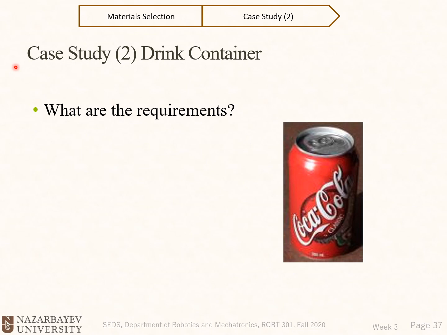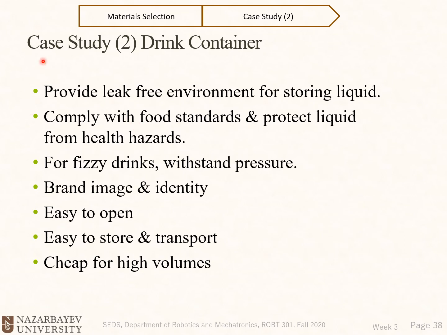Okay, so now let's move on to the case study 2 for a green container. And on this one, please think more yourself to see what are the requirements and what you need. I will go through that quite fast, but when the slides finish, try to think yourself what are the requirements for a green container. Okay, so should be these ones. So should provide leak-free environment for storing liquid, comply with food standards and protect liquid from health hazards. For fizzy drinks, withstand pressure, okay, because of the gas, yes, brand image and identity. Easy to open, easy to store and transport, and cheap for high volumes.